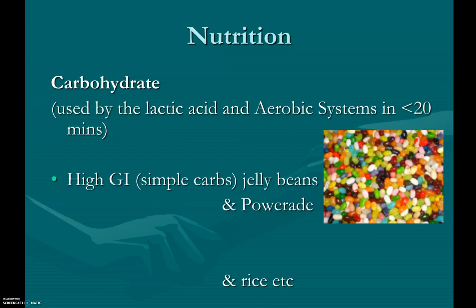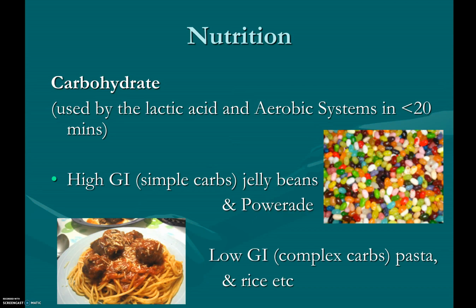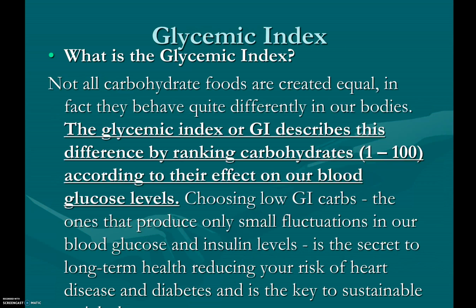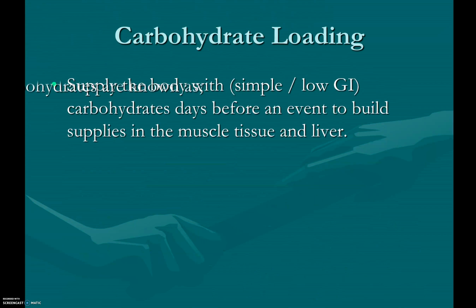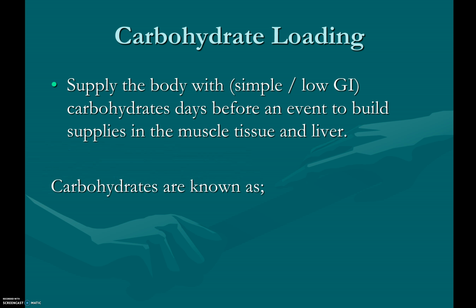So with our nutrition, look at our high and low GI foods. High GI foods are those quick breakdown carbohydrates. Low GI are those complex carbohydrates, like your pasta and rice, which can break down over a long period of time. Carbohydrate loading, we talked about that. Supplying the body with those low GI carbohydrates just before a long-term event. So if we're going to need that energy over a long period of time, we tend to carbohydrate load.